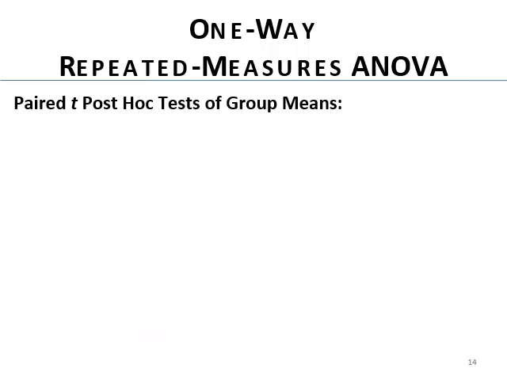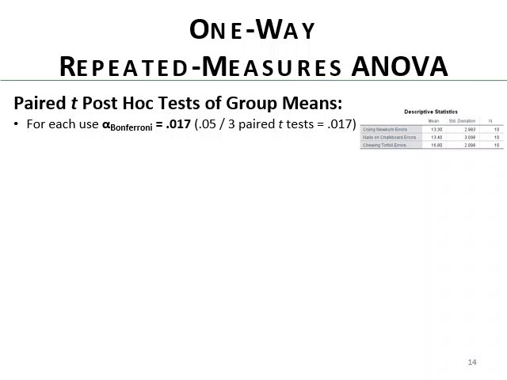So here's our paired t-test post-hoc tests, and there's 3 of them, right? There's our means that we were comparing. For each one, we are going to use a Bonferroni corrected alpha level of 0.017 instead of 0.05. We're going to use 0.017. That's 0.05 divided by 3 different tests. And there are 3 tests.